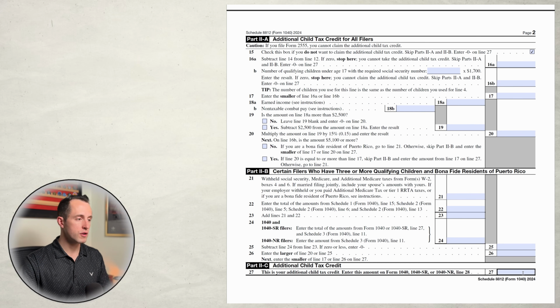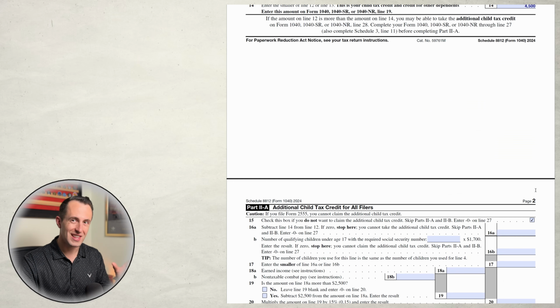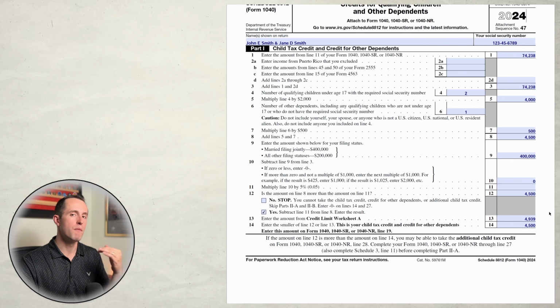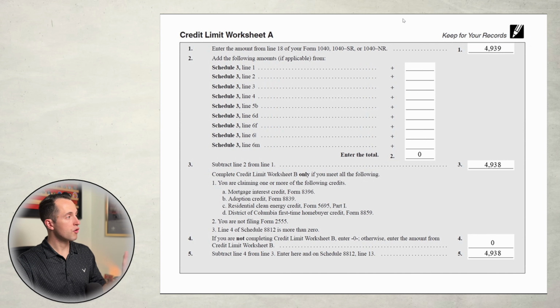Now let's go over to that first part, that first worksheet that I talked about, because that is going to be the one that most people are dealing with here. So here we have the credit limit worksheet A, and this is just going to come from Schedule 8812 instructions. So if you just type that in Google, it'll pull up the IRS website and then you'll navigate straight to this section. I prefer the PDF version. I think it's a little easier to read than just reading it on the website itself, but to each their own. So starting out here, 1, enter the amount from line 18 of your Form 1040 and its iterations.